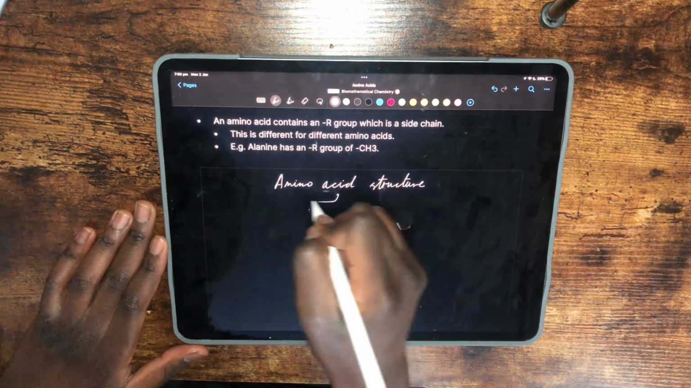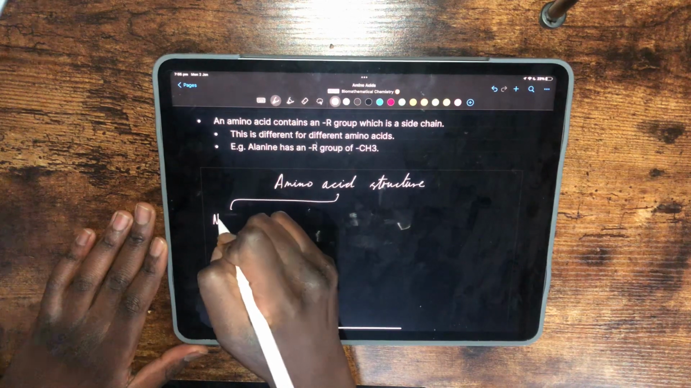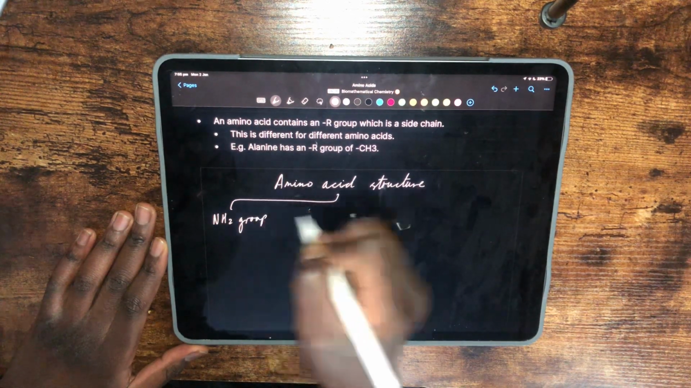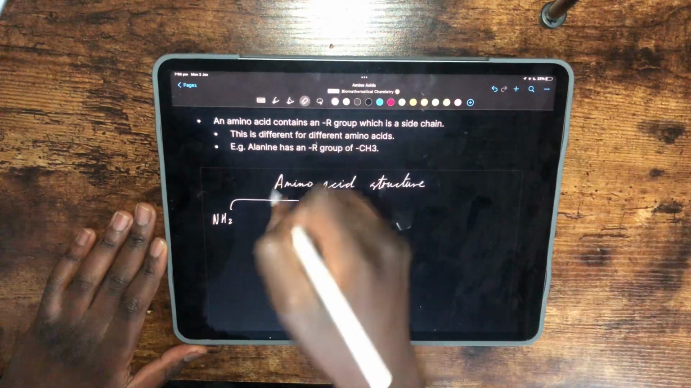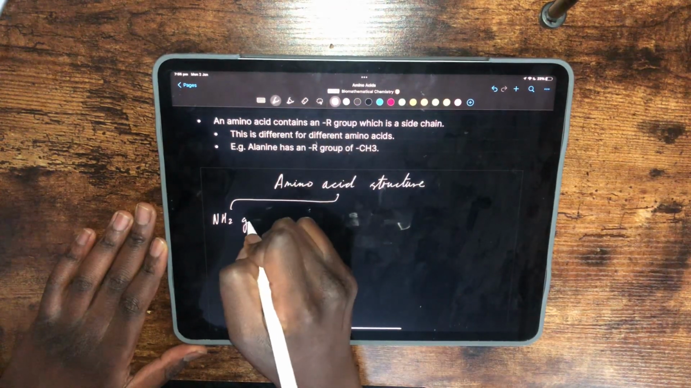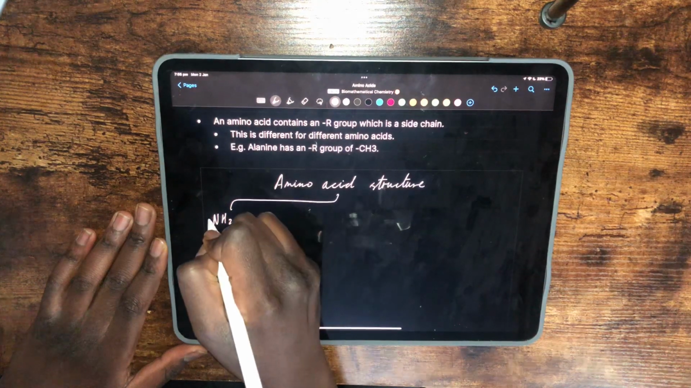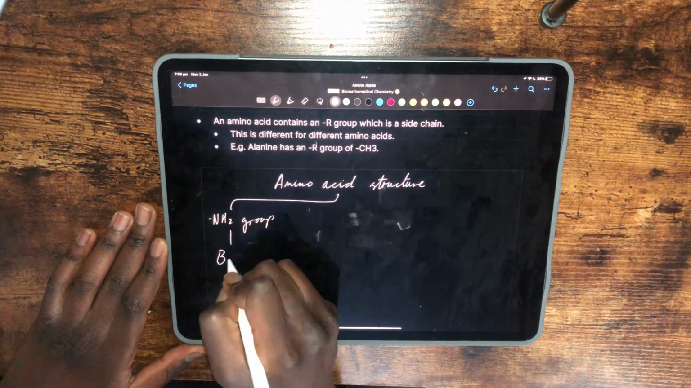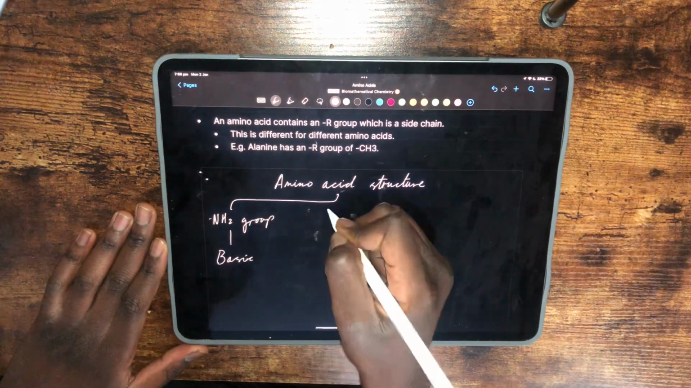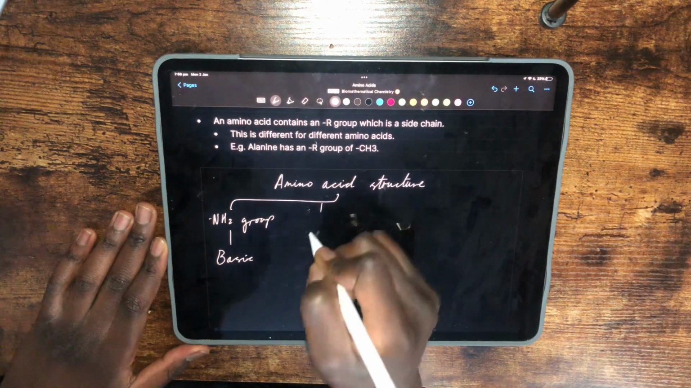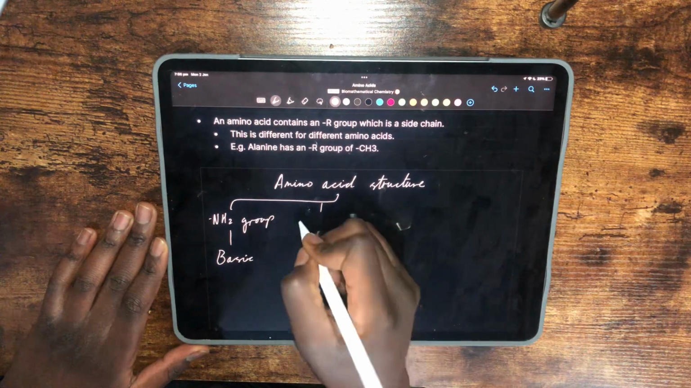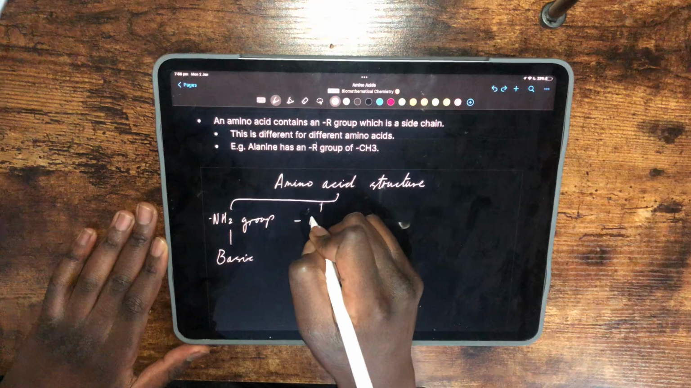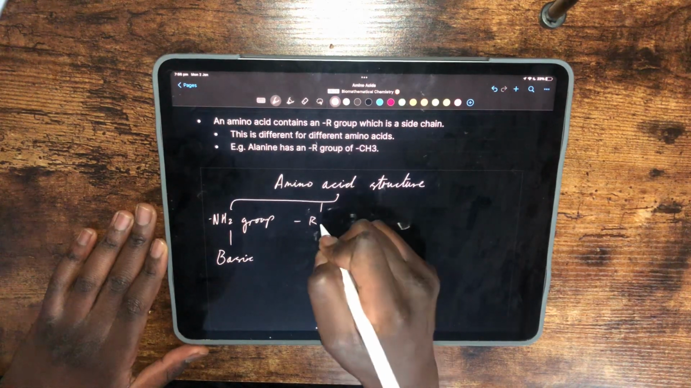Alright, so you have an NH2 group, and the NH2 group is basic. And you have your R group, which can be both. Your R group could be basic or acidic. It really depends. It's unique. That's the point of R groups.